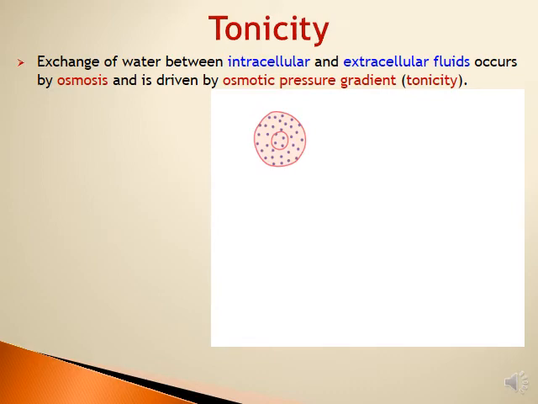Now, what happens if I put cells in solutions of osmolarities that are different than the osmolarity of the cell? We know very well that the normal range of osmolarity of a cell is between 290 to 300 milliosmoles per liter. We know very well that the exchange of water between the intracellular and extracellular fluids occurs by osmosis, which is the simple diffusion of water across the cell membrane, and this is driven by the osmotic pressure gradient, and we said that the osmotic pressure gradient is the concept of tonicity.